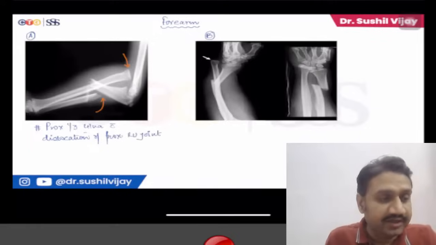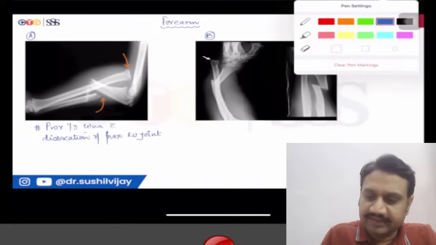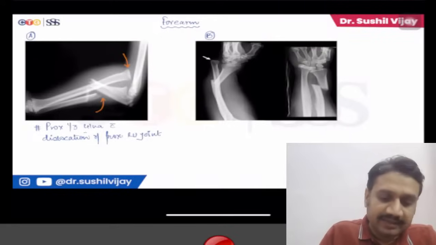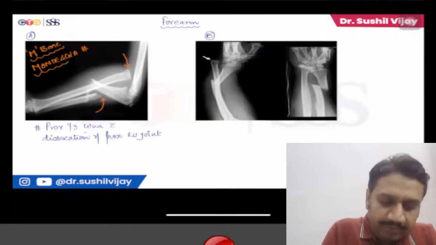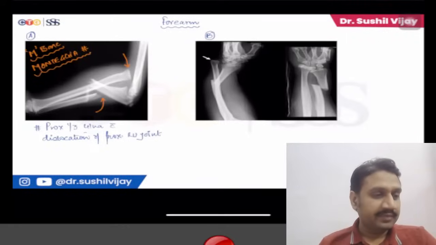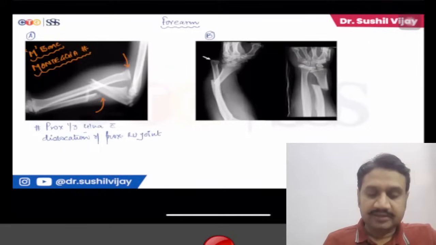And what do you call this injury now? Yes, it is not Galeazzi. The medial bone is for Monteggia, right? The medial bone is Monteggia. This one is a Monteggia fracture. So medial bone, Monteggia fracture. Okay, now the other one, just look at the other side.